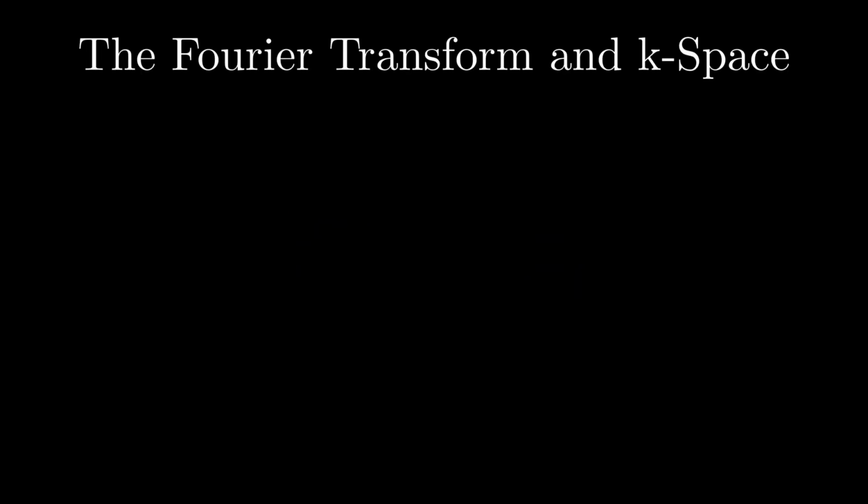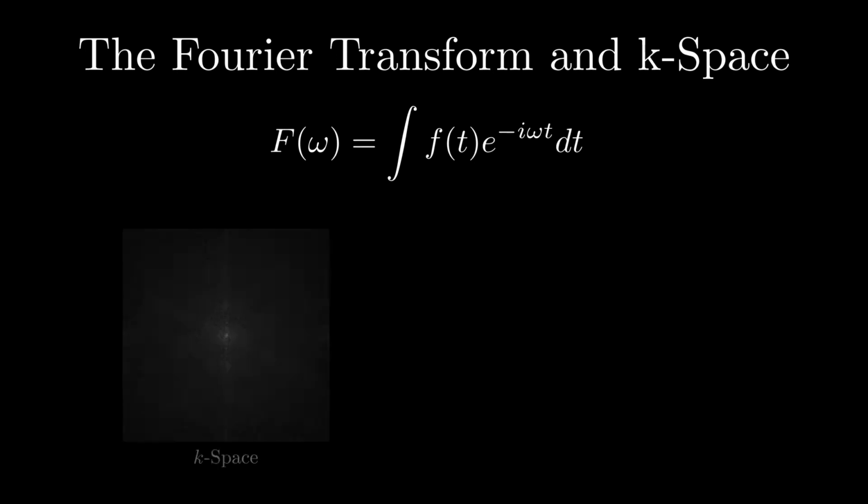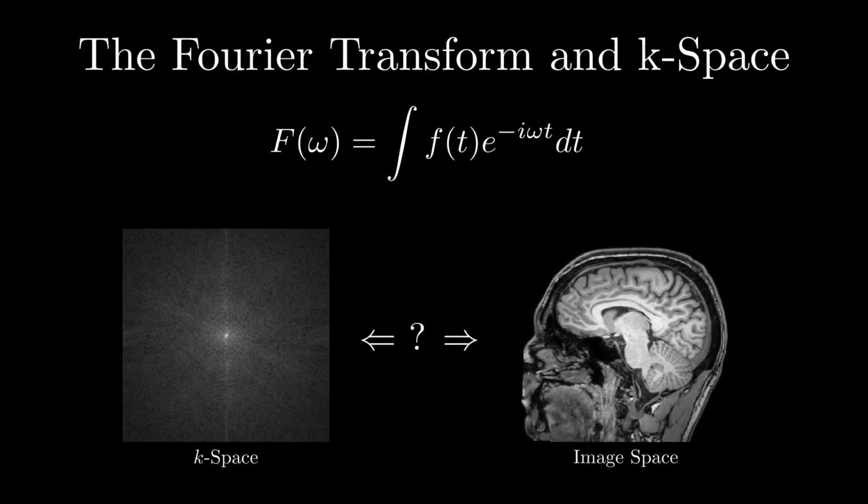What exactly is a Fourier transform? What does it tell you about a function and how does it work? And what exactly is k-space? And how does an MRI use k-space to produce images?